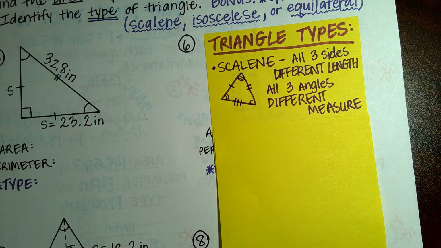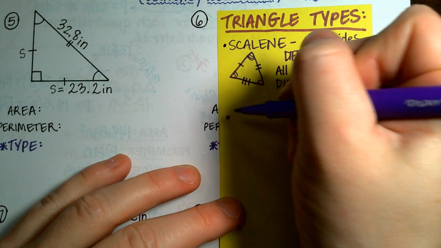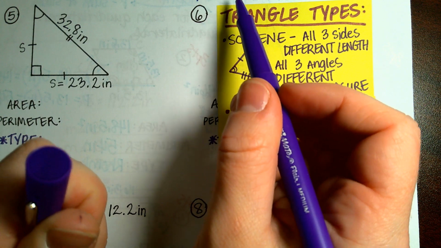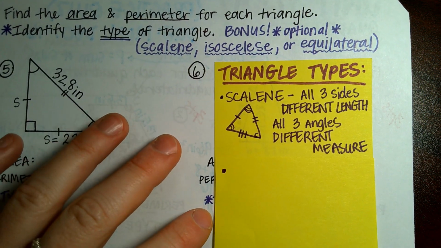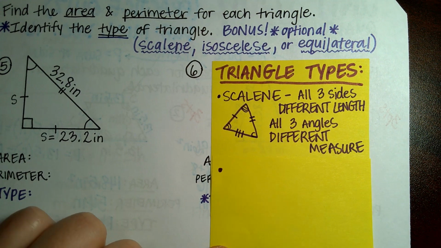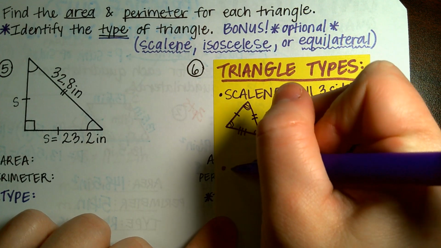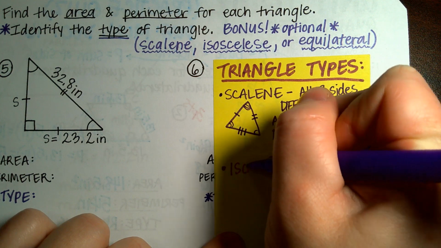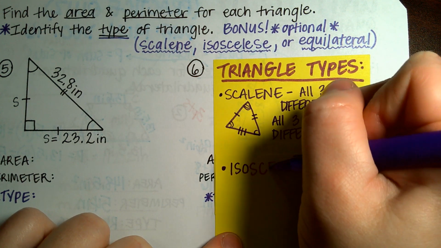Okay, so there is the scalene triangle. Next, we have isosceles. That one's fancy. So everybody say isosceles. Isosceles. Perfect. So that's ISO.